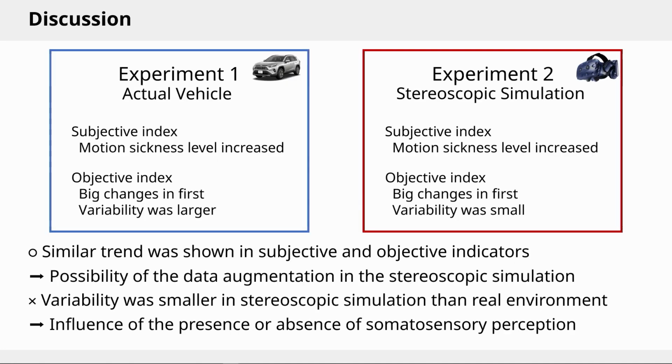In both experiments, you can see that the motion sickness level increased toward the later part of the experiment, and significant changes in objective indicators were at the start and smaller toward the later part. On the other hand, the variability of objective indicators was smaller in the stereoscopic simulation than in the actual vehicle. These results mean that a similar trend was shown in subjective and objective indicators. It is suggested that data augmentation in the stereoscopic simulation is possible, but the variability was smaller in the stereoscopic simulation. It might be influenced by the presence or absence of somatosensory perception.